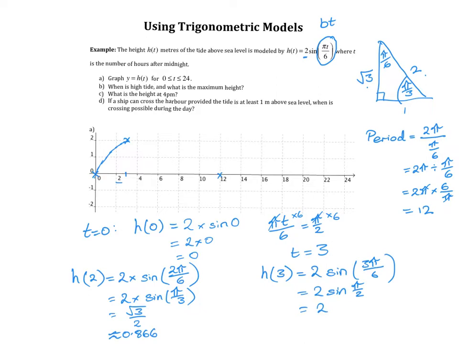Okay, so now let's see if, as we predicted, when t is 6, we hit the x-axis. So let's find h of 6 equals 2 sine of 6 pi on 6. What's 6 pi on 6? That's just pi.